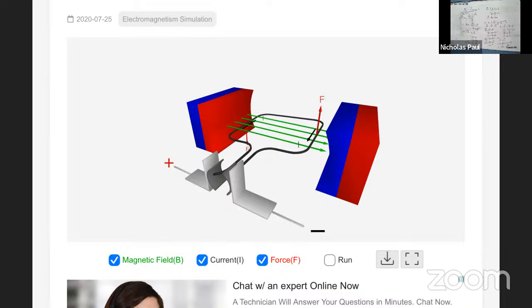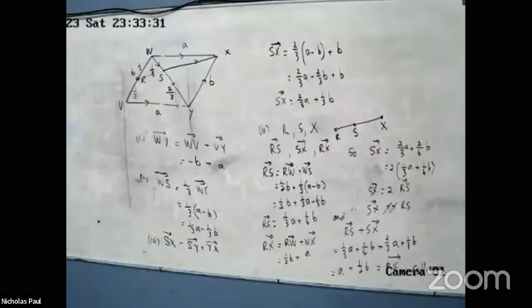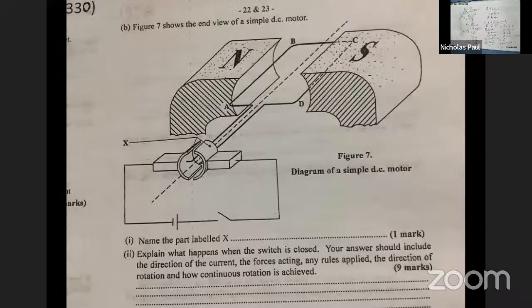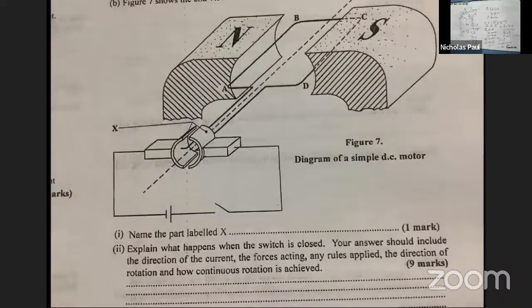All right, good. So let's take a look at this, right? How do we explain the way the motor works? Watch this here. If you look at this example, of course it is a simple DC motor. By the way, suppose they do not tell you that it's a motor. How will you know it's a motor?